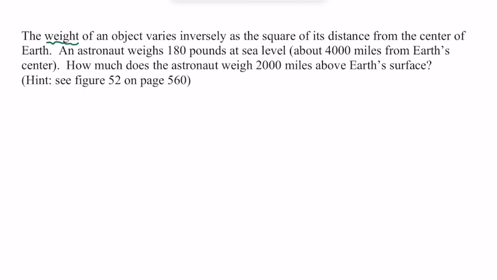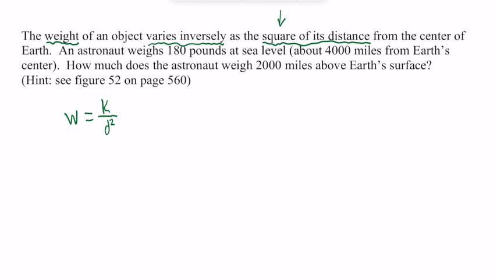Here it says the weight of an object varies inversely as the square of its distance from the center of the earth. So there's a couple of things about this one. First, we know it's a varies inversely problem, which means it's going to be K divided by instead of K times. I'll use W for weight and D for distance, but it doesn't say weight varies inversely as distance. It says weight varies inversely as the square of its distance. So our basic formula would be W equals K divided by D squared.